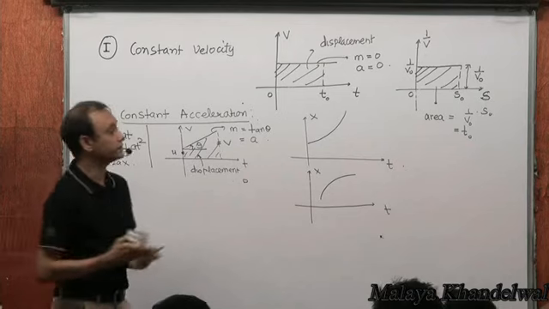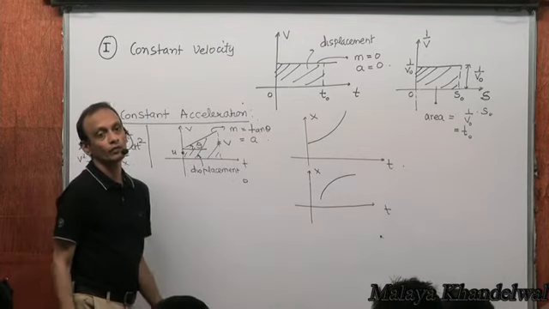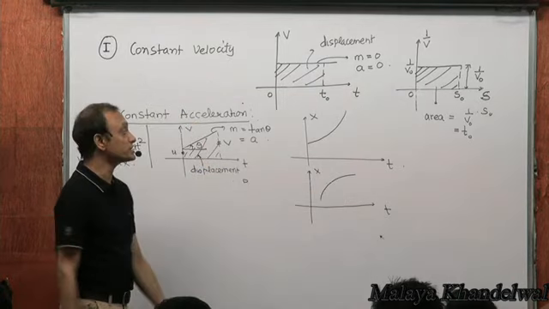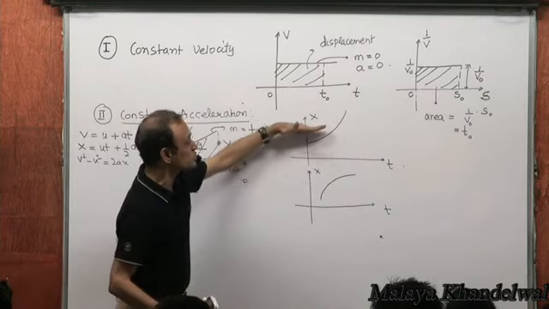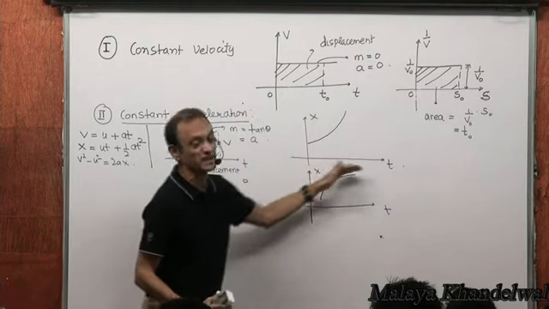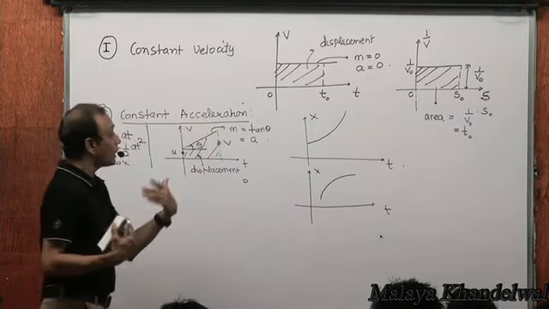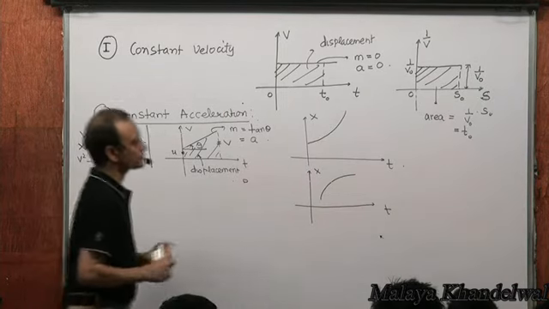But what's the difference between this and this? Let's try and understand the difference. In this case also displacement is increasing with time. In this case also displacement is increasing with time, say for example. What's the difference between these two?